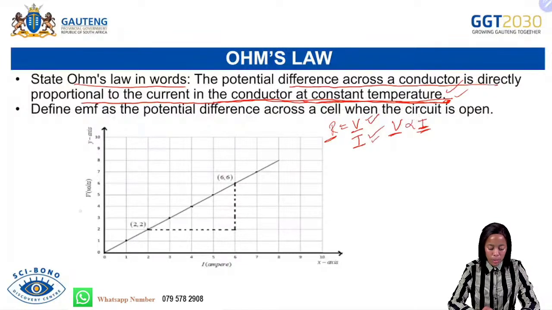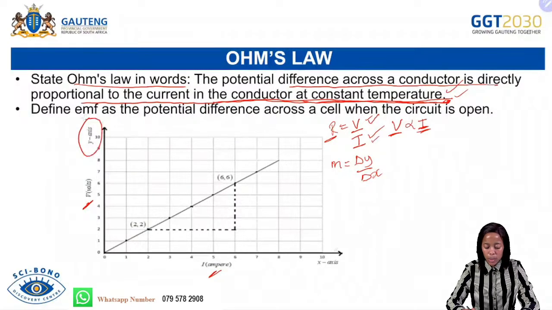So again, on the graph, we have the potential difference and the current. You can be given a graph and they can ask you to calculate the resistance. If you are to calculate the gradient from the graph, you know that the gradient is given by m is equal to change in y divided by change in x. By change in y, we are talking about the y-axis, and by change in x, we are talking about the x-axis.